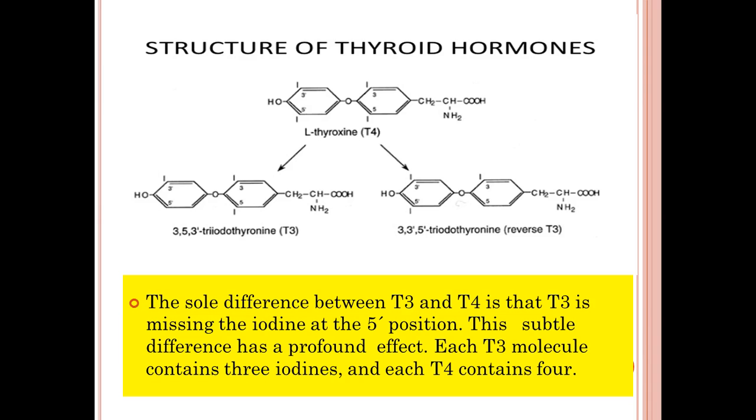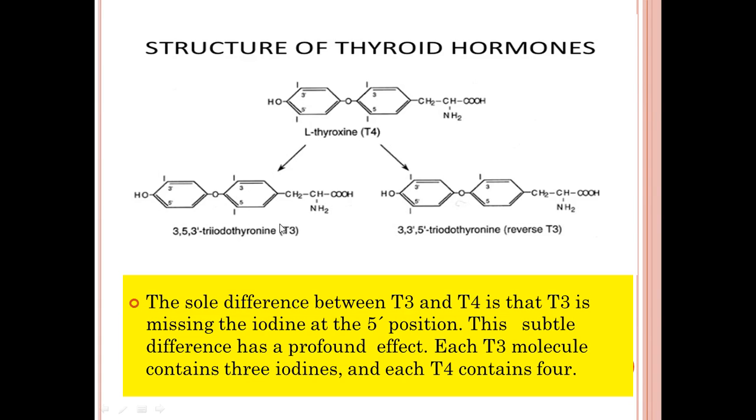The reverse T3 depends on the number of iodines bound to the tyrosine, and also on the site of binding. The difference between T3 and T4 is that T3 is missing the iodine at the 5' position. We see this is the T4: iodine attached at site 3, another iodine bound at site 5. At site 3', we have another iodine, and at 5' also we have another iodine attached to it.